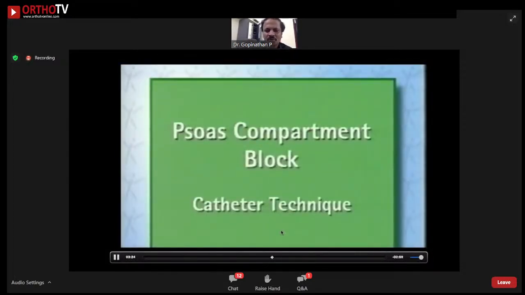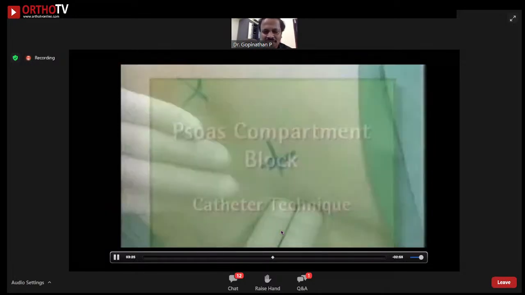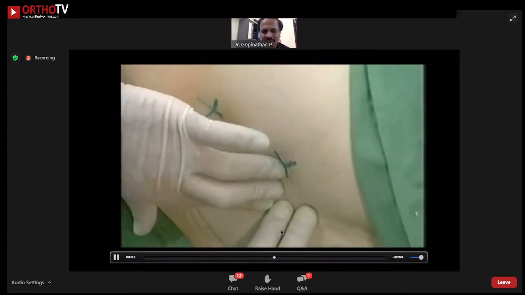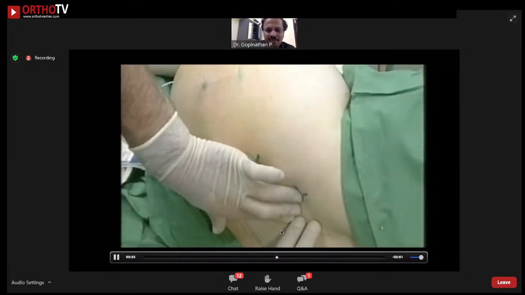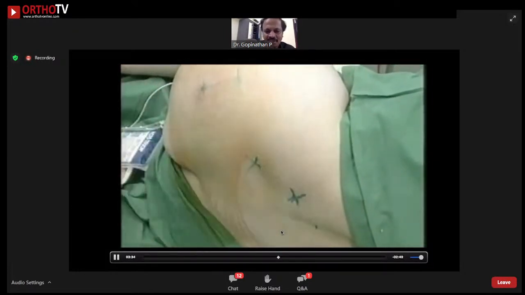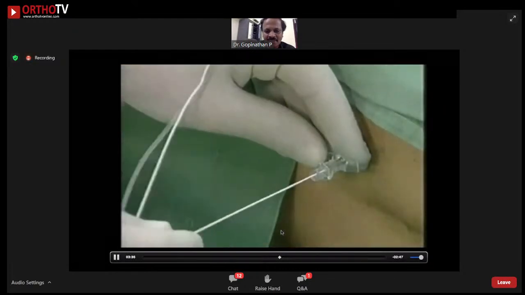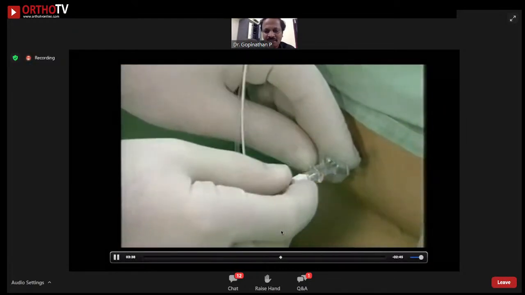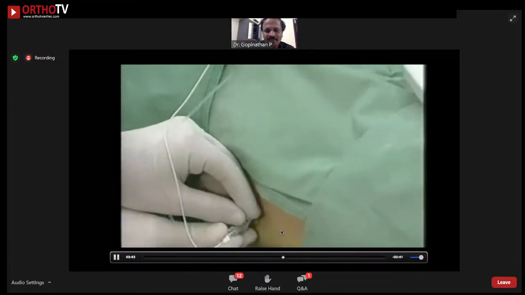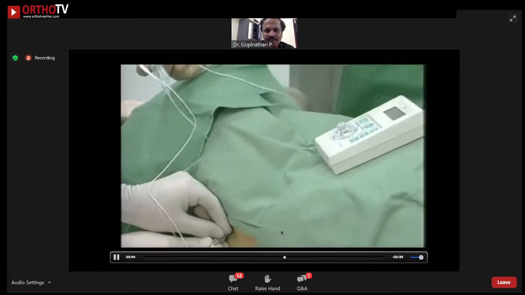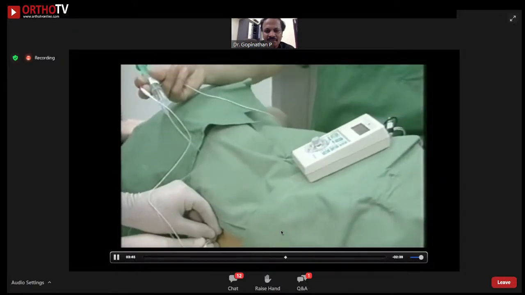So once we know what a single shot technique is, we can go for the catheter technique. The technique is almost the same. The only difference is that you have to push in a sheath first and then a catheter within. So you push a sheath in first and then the needle and locate the lumbar plexus. And once you locate it, you can remove the needle and you can pass the catheter.